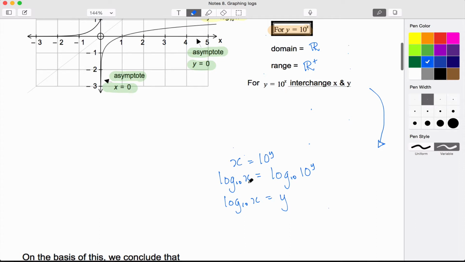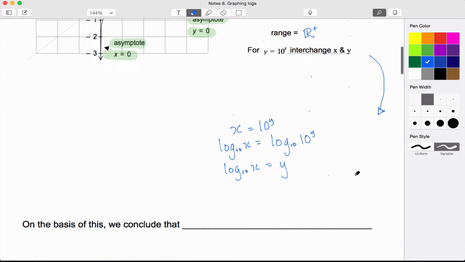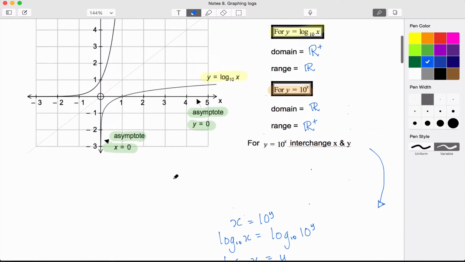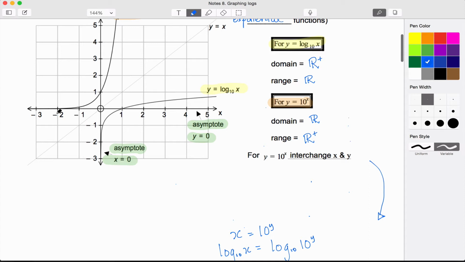I want you to think back to where you might have seen this before, swapping over the x's and the y's. Hopefully you remember doing this when we looked at inverse functions. So on the basis of this, we found that the inverse of y equals 10 to the x is y equals log 10 of x, meaning these two graphs are inverses of each other.